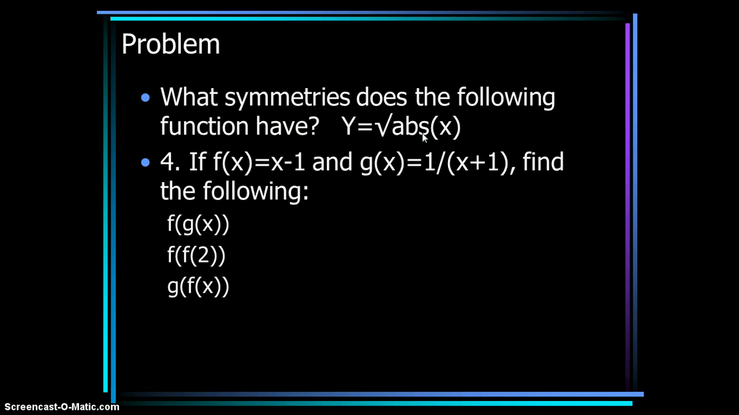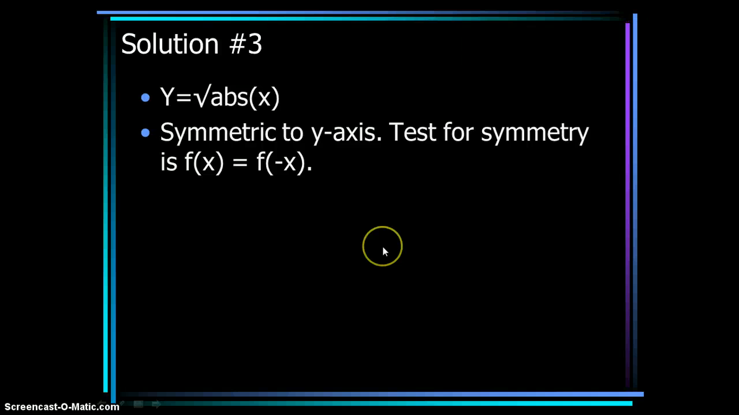Well, the square root of the absolute value of x won't have any negative numbers. So by graphing this, you could look and see that it's symmetric to the y-axis. You could use a test for symmetry to the y-axis, which is f of x equals f of negative x. What does that mean? Well, let's use 4, because that'll be easier.